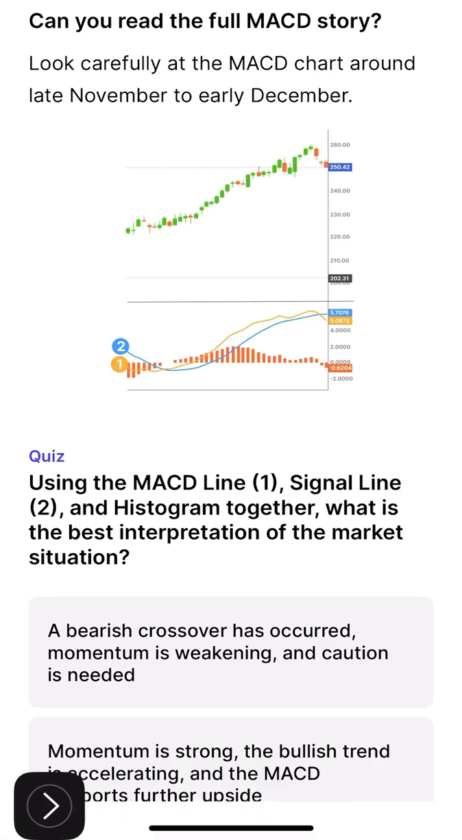Can you read the full MACD story? Look carefully at the MACD chart around late November to early December. Quiz. Using the MACD line, 1, signal line, 2, and histogram together, what is the best interpretation of the market situation?